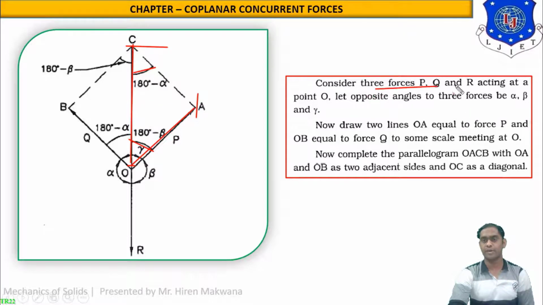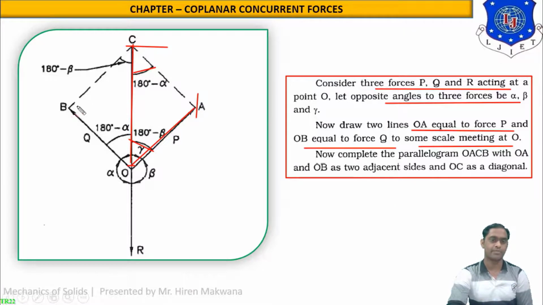Consider three forces P, Q and R acting at a point O. The opposite angles of the forces are alpha, beta and gamma as discussed earlier. Now draw the lines OA equal to force P and OB equal to force Q to some scale meeting at point O. It is just for the formality. Now complete the parallelogram OACB with OA and OB as two adjacent sides and OC as a diagonal. It means you have to complete this parallelogram. From the figure, it is clear that OBCA is the parallelogram. So complete this parallelogram, but out of this parallelogram, only one triangle is important. That triangle is OAC.